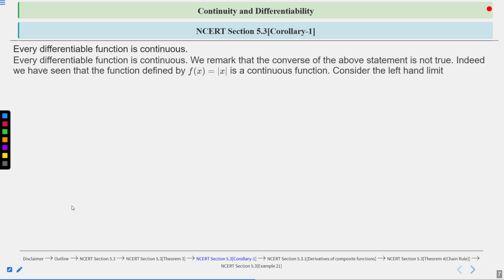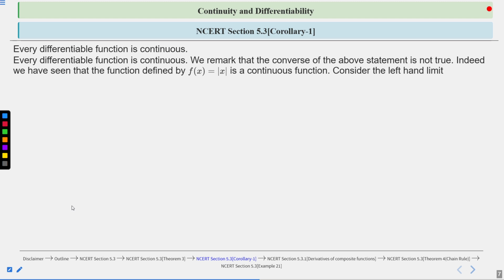NCERT section 5.3, corollary 1: every differentiable function is continuous, right? We remark that the converse of the above statement is not true. Every differentiable function is continuous, but every continuous function is not differentiable. So the converse will not be true.